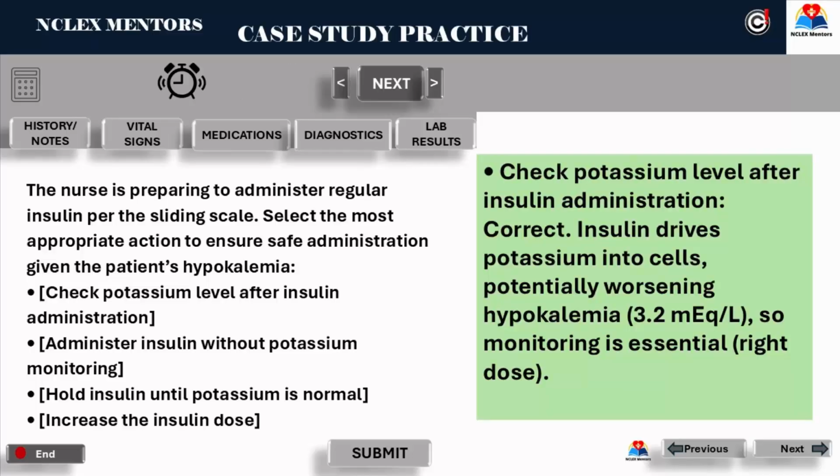Correct answer: check potassium level after insulin administration. Why? Insulin drives potassium into cells, which can drop potassium even lower. Monitor levels and give potassium as ordered. Don't skip insulin. The glucose must come down, but don't ignore the potassium either. It's a balancing act.